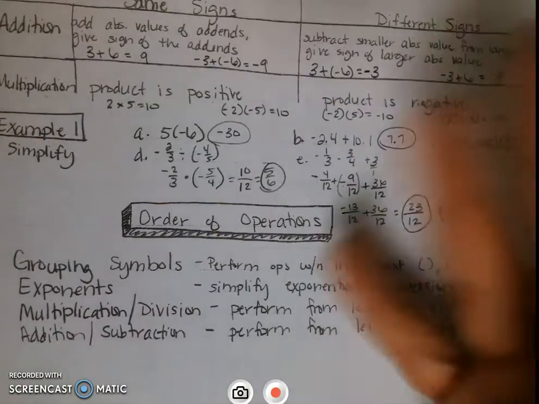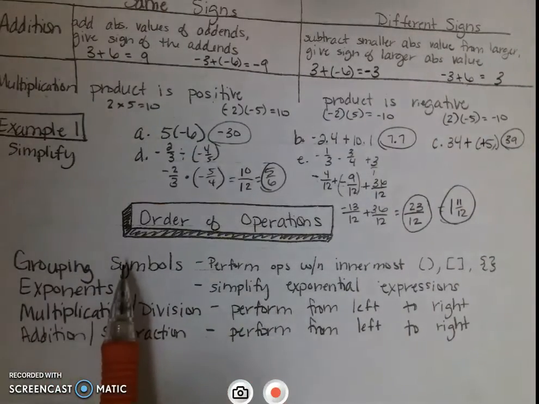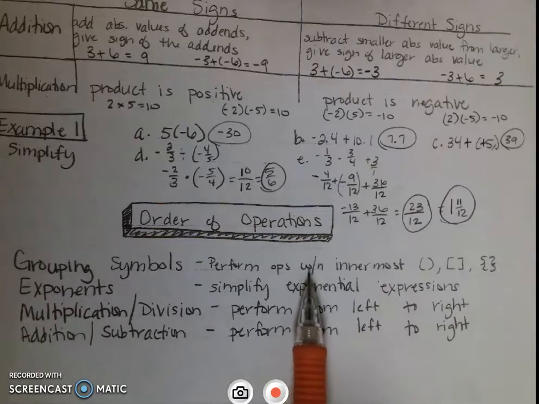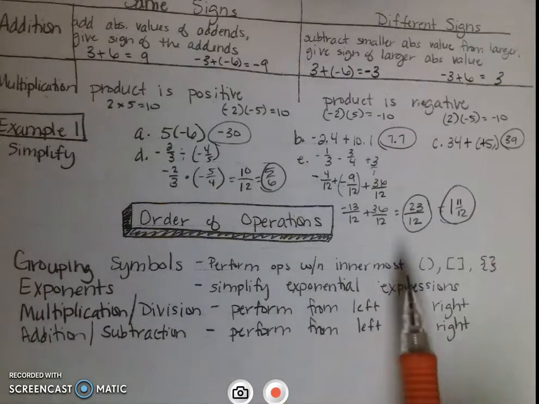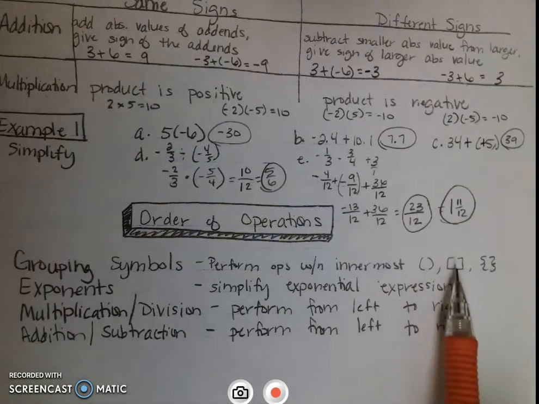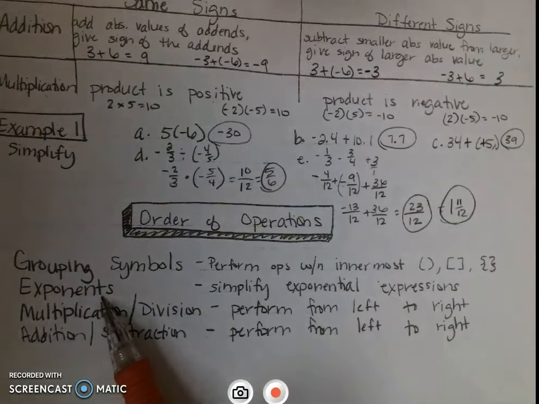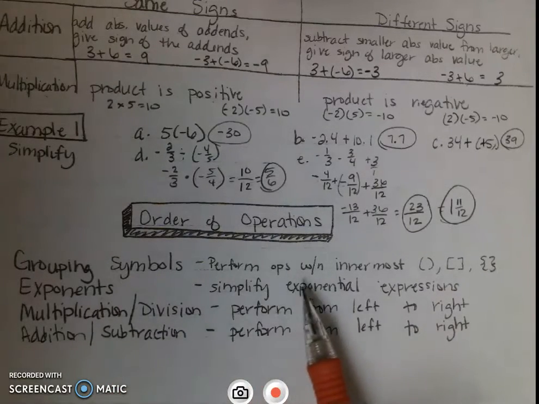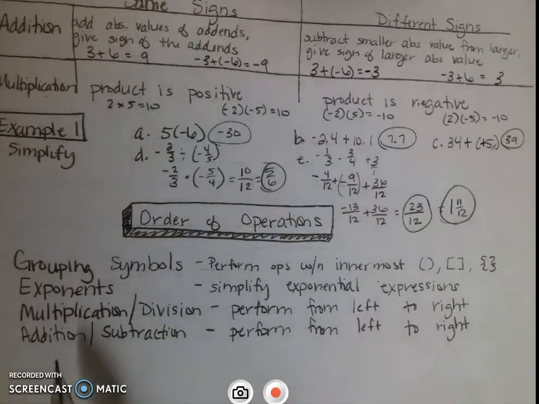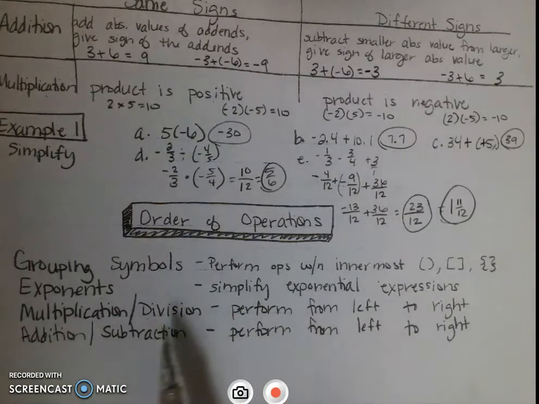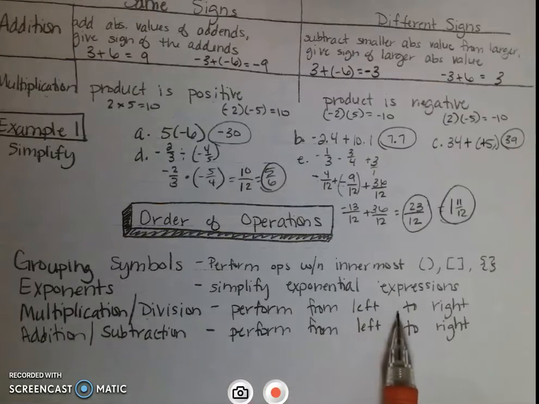Moving right along, order of operations. Okay, first up, are there grouping symbols? Right, we have to perform operations within the innermost parentheses, brackets, or braces. Any of those count. Exponents come next. We're going to simplify exponential expressions. Multiplication and division are equal, so we're always going to perform those from left to right in any order, just however they show up from left to right.